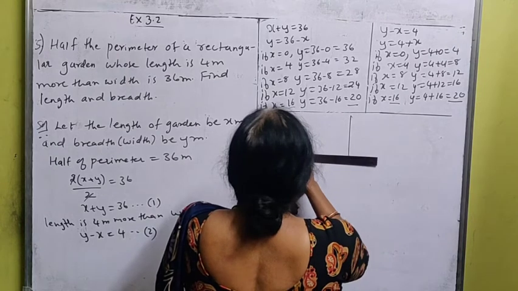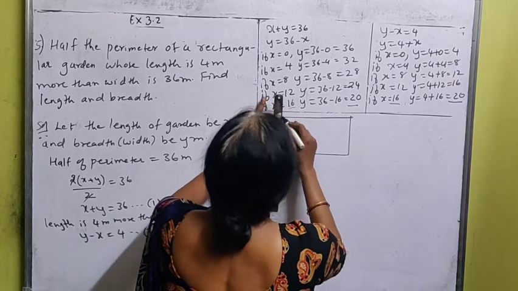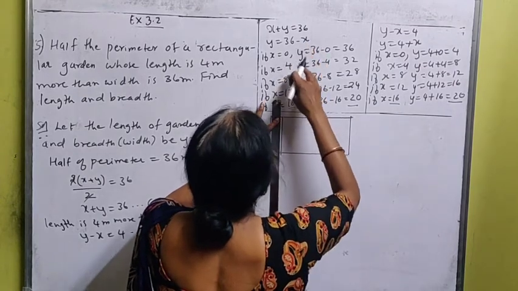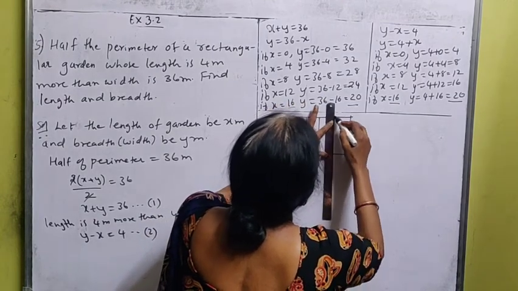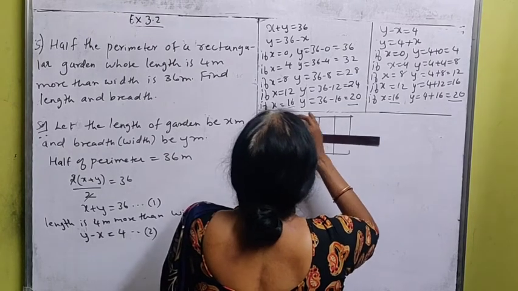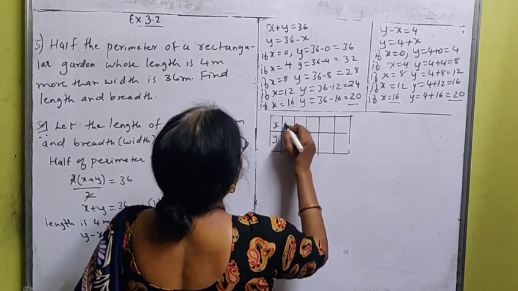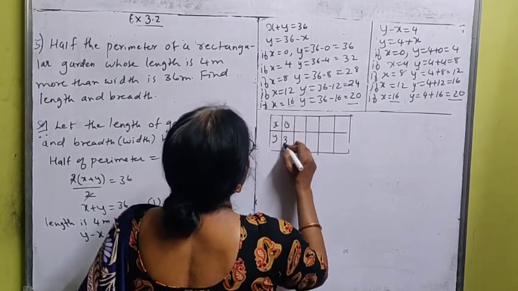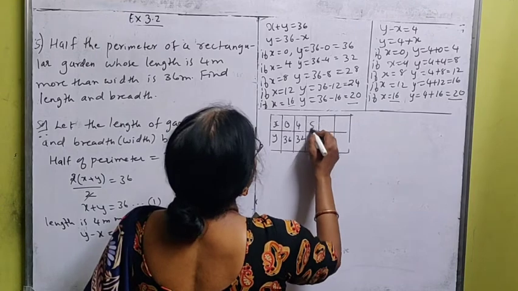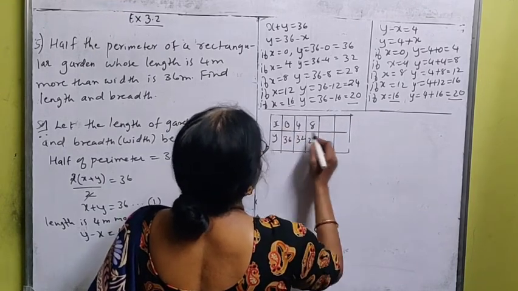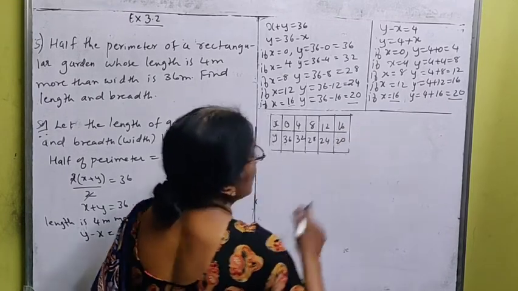We have to make the columns to get the values of x and y. So how many values are there? 1, 2, 3, 4, 5 values. So what will we write down? x, y. If x is 0, y is 36. If x is 4, y is 32. If x is 8, y is 28. If x is 12, y is 24. If x is 16, y is 20.